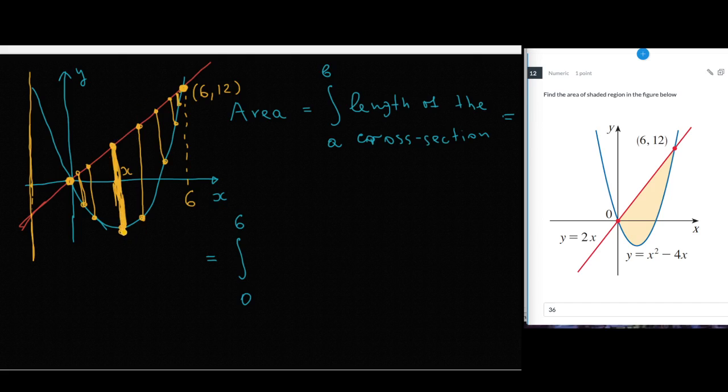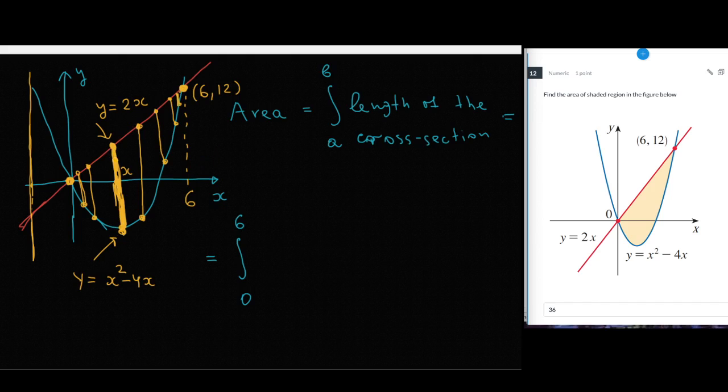Now the bottom end point of this cross section lies on the parabola, so we can determine the y coordinate of that point from the equation of the parabola, y equals x squared minus 4x. Now the top end point of our cross section is on the line y equals 2x, and therefore the y coordinate will be y equals 2x.